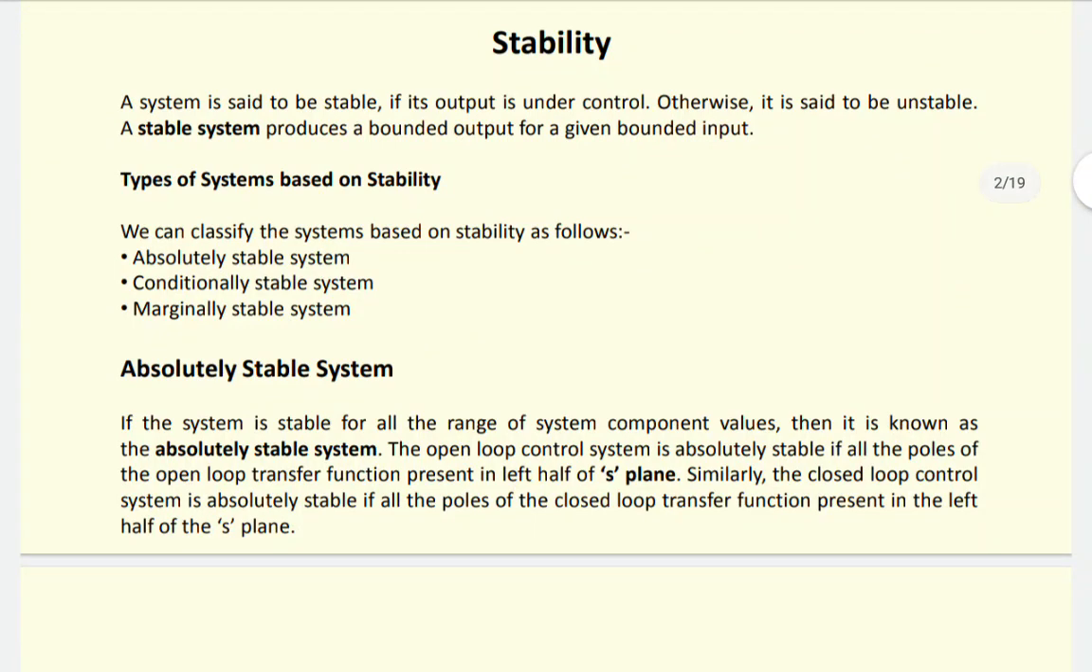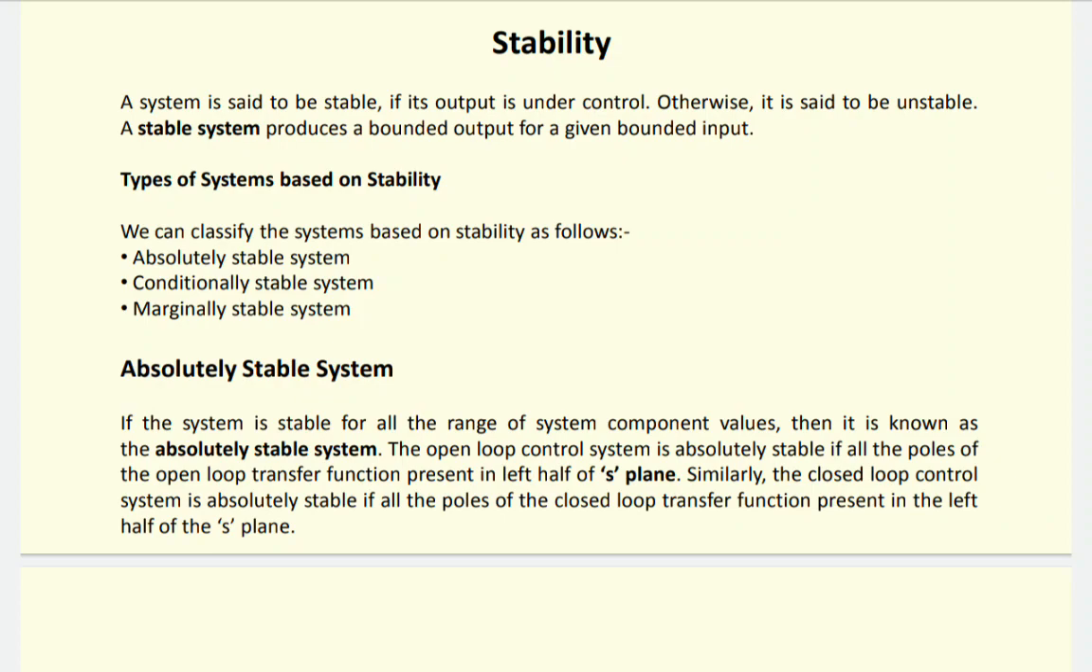A system is said to be stable if its output is under control, otherwise it is said to be unstable. Obviously, a stable system produces a bounded output for a given bounded input, and that is acceptable. Now, we can classify systems based on stability as: number one, absolutely stable system; then conditionally stable system; and marginally stable system.